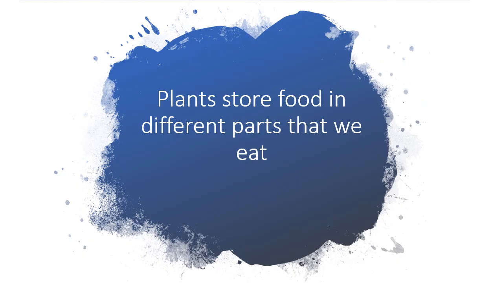We also get fruits and vegetables from plants. Plants store food in different parts like the roots, stem, leaf, flower and fruits, and we have them as fruits and vegetables. Let's learn more about them by singing a song.